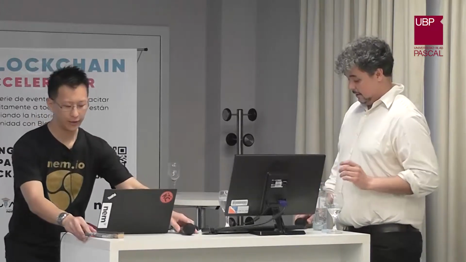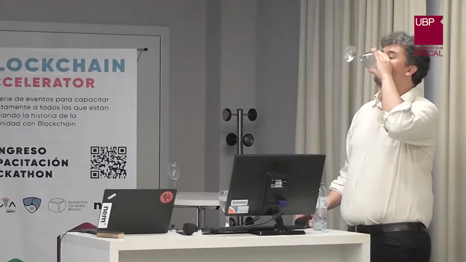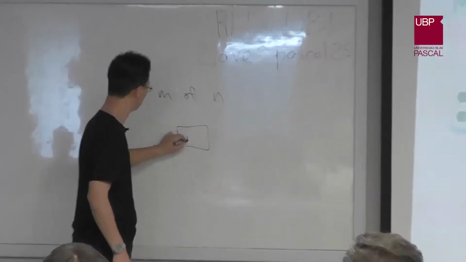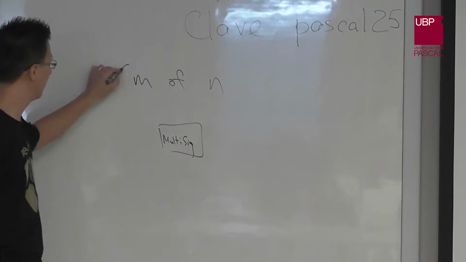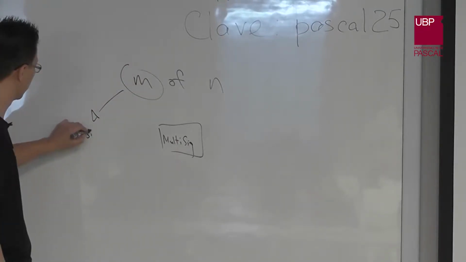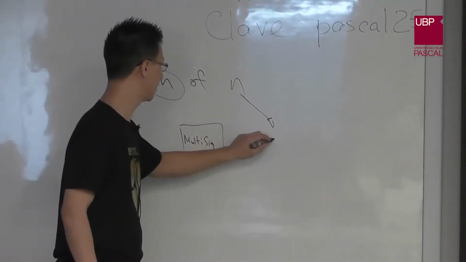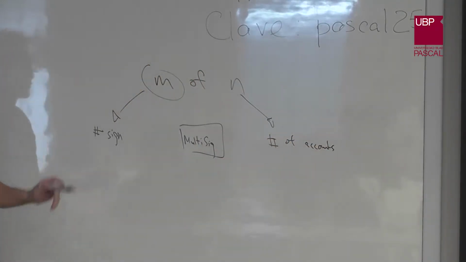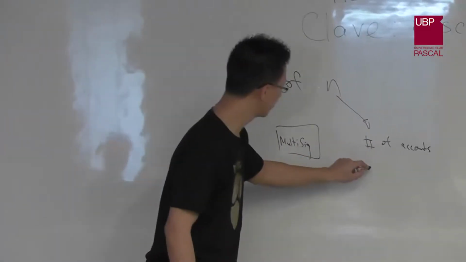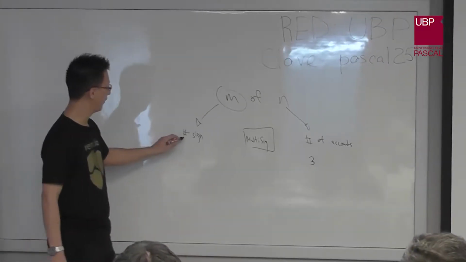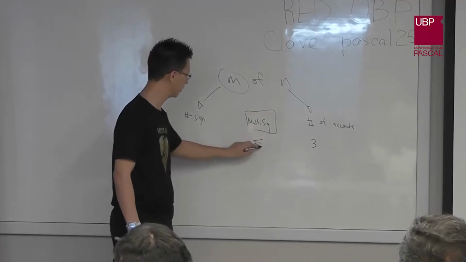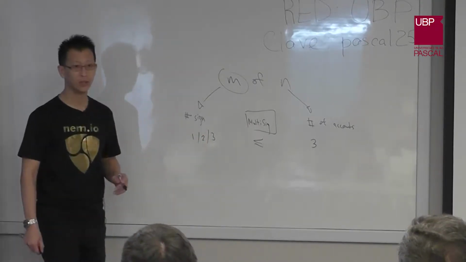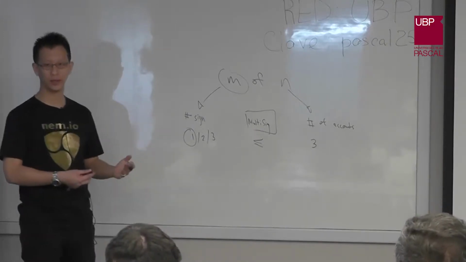So in NEM, basically we have an M of N feature. Here M is the number of signatures, and here N is the number of accounts. In this scenario, there are 3, right? So here N will be 3. Every time you need to specify M, it needs to be less than or equal to N. So in here, you have 3, you can do 1, 2, or 3, up to you. But if you use 1, it's pointless because anyone can always transact.